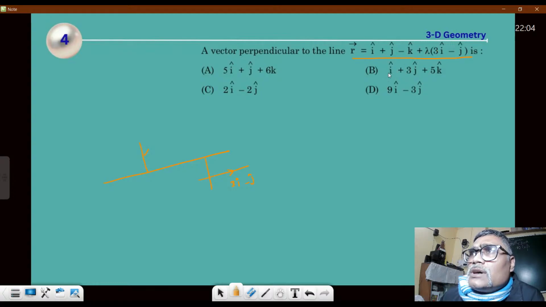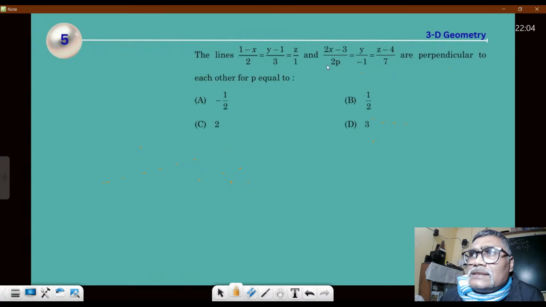3 into 1, this is 3. Minus 1 into 3, minus 3. There is no k component. So this is 0. So this gives you 0. So the dot product is 0 for this vector and this vector. So they are perpendicular. Right? I hope it is clear to you.